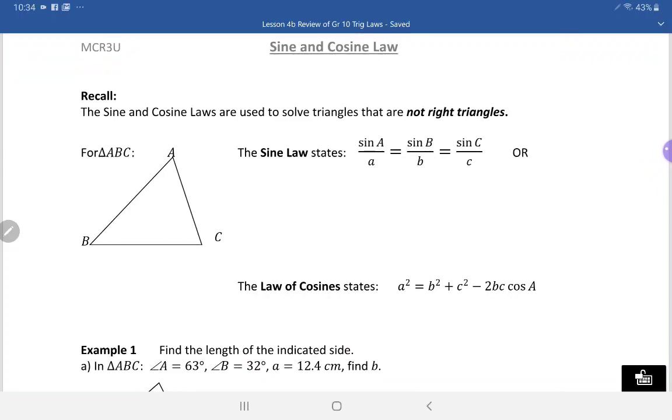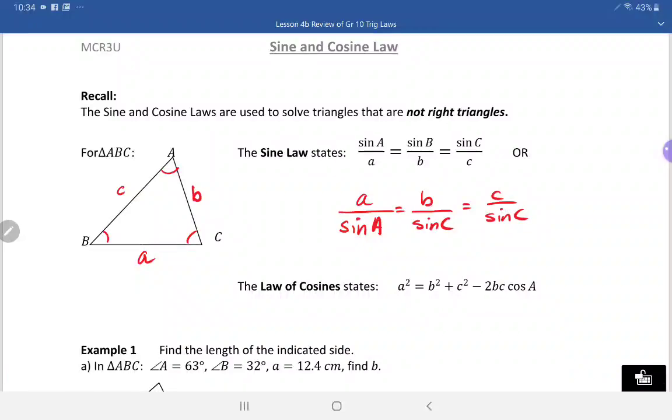The sine law states that the sine of angle A divided by side A, which remember is always across from the angle, is equal to the sine of angle B divided by side B, and sine of angle C is proportional to side C, which is across from angle C. That formula can also be reversed, where the side lengths are on top and the angles are on the bottom.